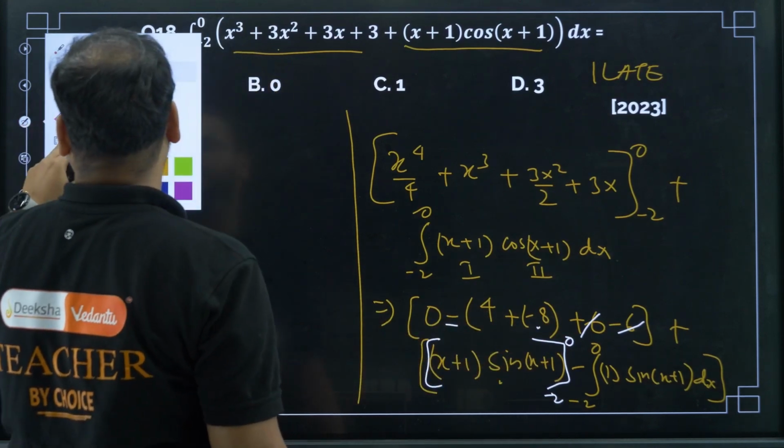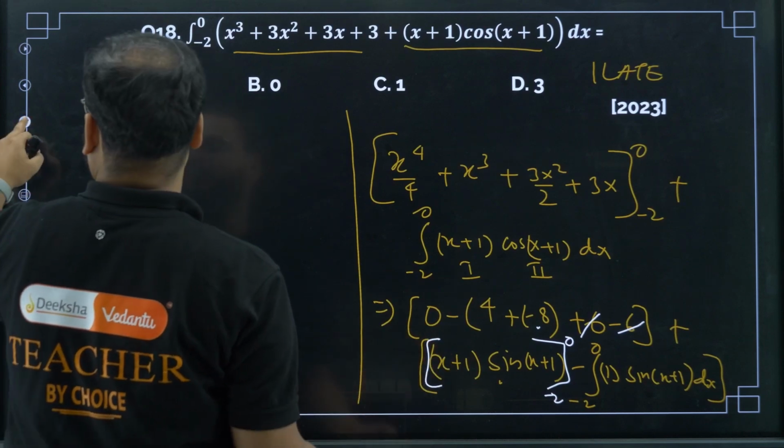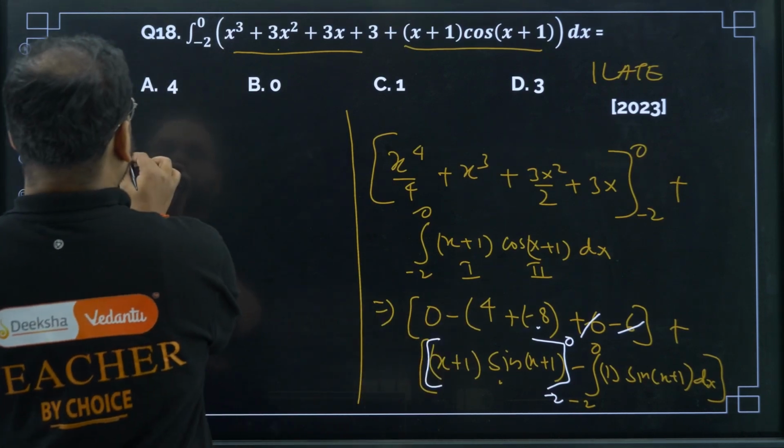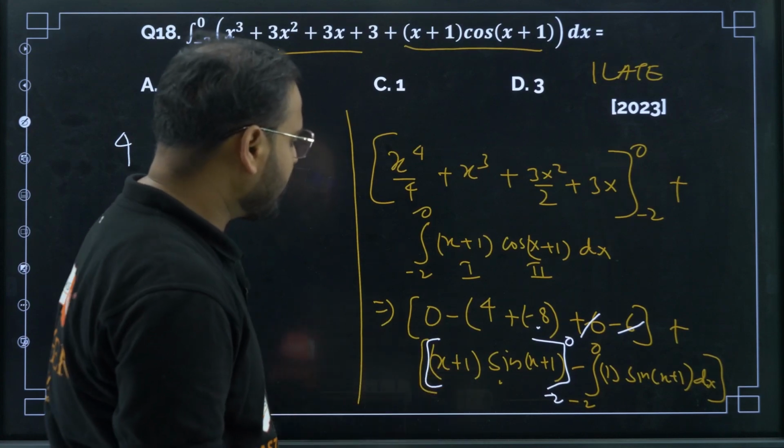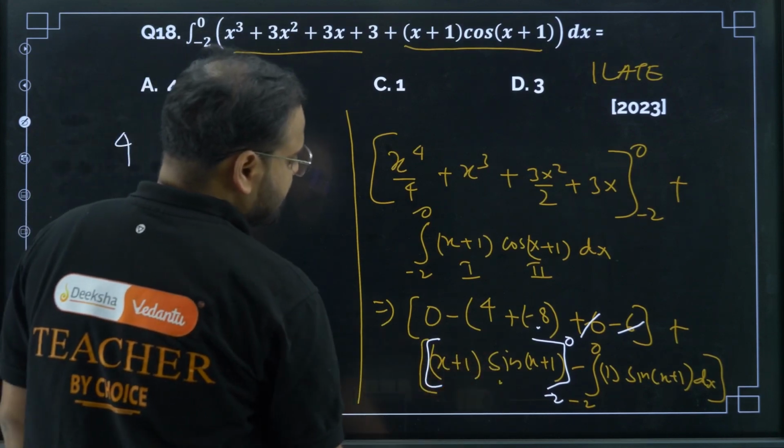Okay, there is a minus sign outside. It makes it plus 4. So right here, plus 4. Okay, now plus 4 I have. This will become x plus 1 sine of x plus 1.